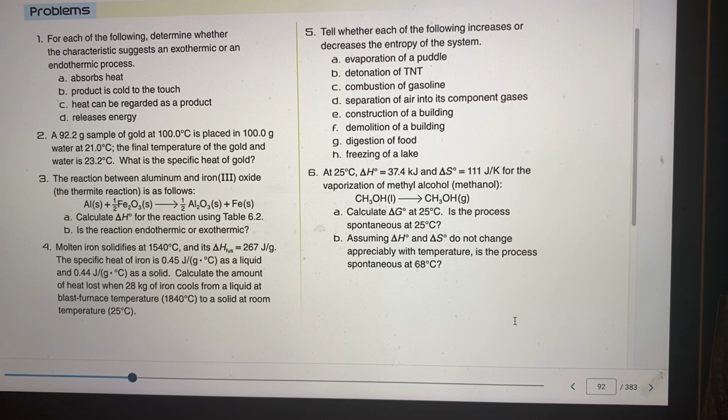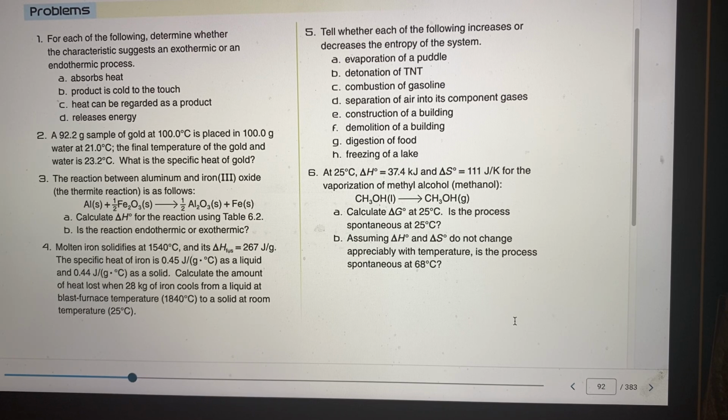So let's go on to this question. This is a question basically having a sample at 100 degrees centigrade, 100 grams of water. The final temperature of the gold is water. So what is the specific heat of the gold? To do this, you're going to use the formula Q equals MC times the change in temperature. So you're going to have to fill this in. I'm not going to do this right now. We'll do one of those later on.